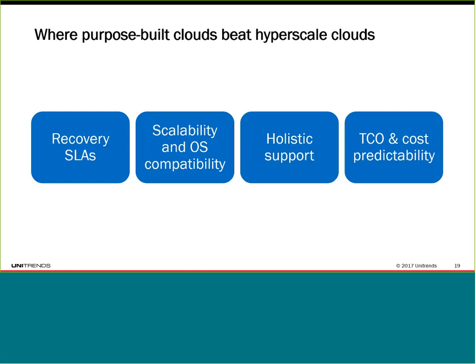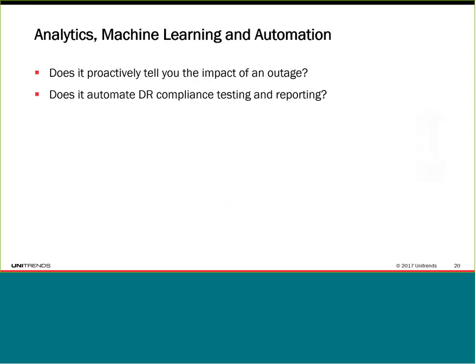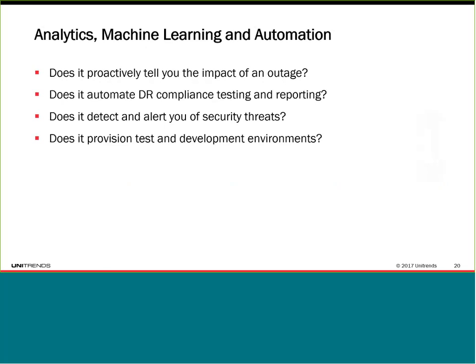It can give you a more even keel when it comes to budgeting and operational expenses. Another thing that Unitrends is able to offer our customers is analytics, machine learning, and automation that allows you to proactively let you know the impact of an outage, automate your DR and compliance testing, and give you full HIPAA-compliant reporting so that you don't have to do manual DR testing again. This machine learning and automation is also able to detect security threats before you might otherwise know through our proactive ransomware detection, provision test and dev environments, and proactively open support cases.